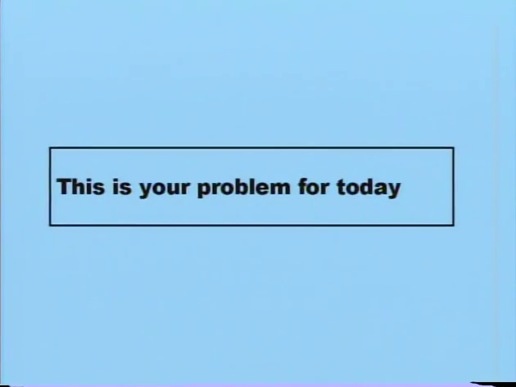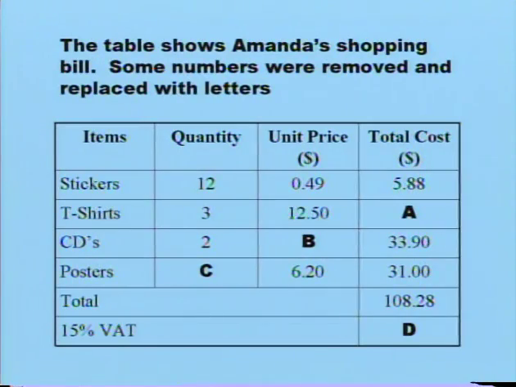This is your problem for today. The table shows Amanda's shopping bill. Some numbers were removed and replaced with letters. You have the items in the first column, quantity in the second column, unit price in the third column, and the total cost in the fourth column.